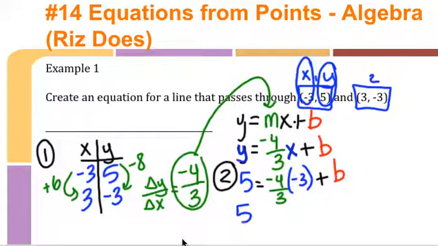So I've got 5 equals, and then I can multiply across here. Remember, when you're multiplying by a whole number, you can put it over 1. So -4 multiplied by -3 gives me a +12, and 3 multiplied by 1 gives me a 3, plus b.